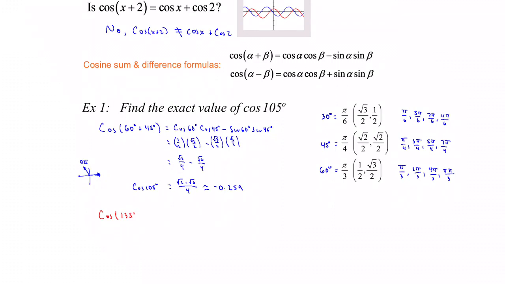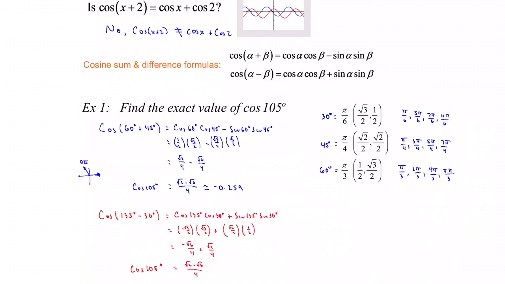Now, we would have to go outside of quadrant 1 to do that, but we could do 135 degrees minus 30 degrees. Those are, once again, two angles that we are familiar with that we could find. So do we get exactly the same answer that we got before? We should. We're just using different angles. We're using the difference formula now. But yes, it should equal the same thing.